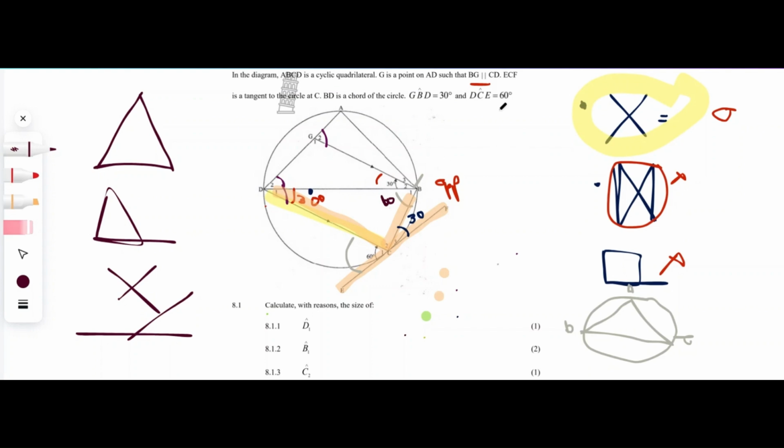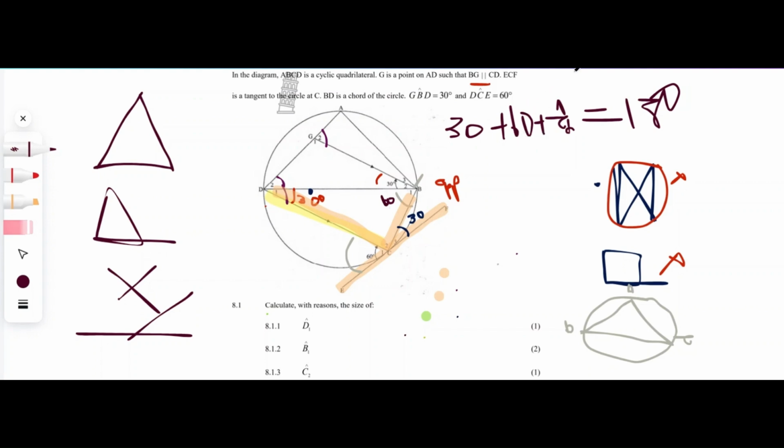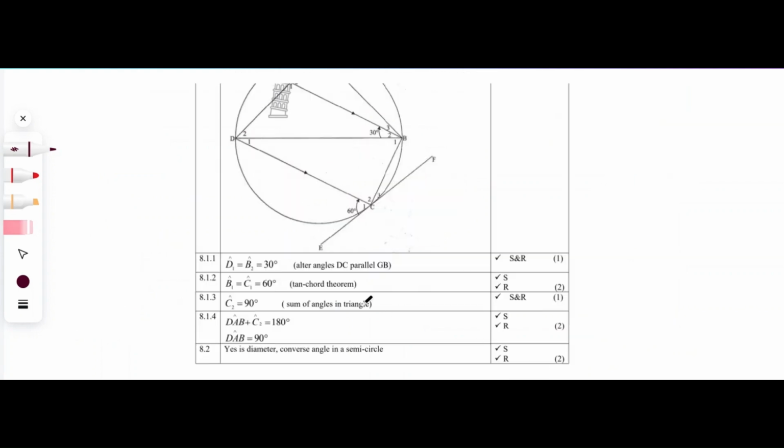It's so easy. We're going to see D1, which is 30 degrees, plus B1, which is 60 degrees, and then plus C2, which we're trying to get to. Then you're going to equate that to 180. So what is 30 plus 60, guys? It is 90. You take the 90, subtract it from the 180, meaning C2 is going to be equal to 90 degrees. And you have to state this properly. You're just going to say C2 equals 90 degrees, sum of angles in a triangle.